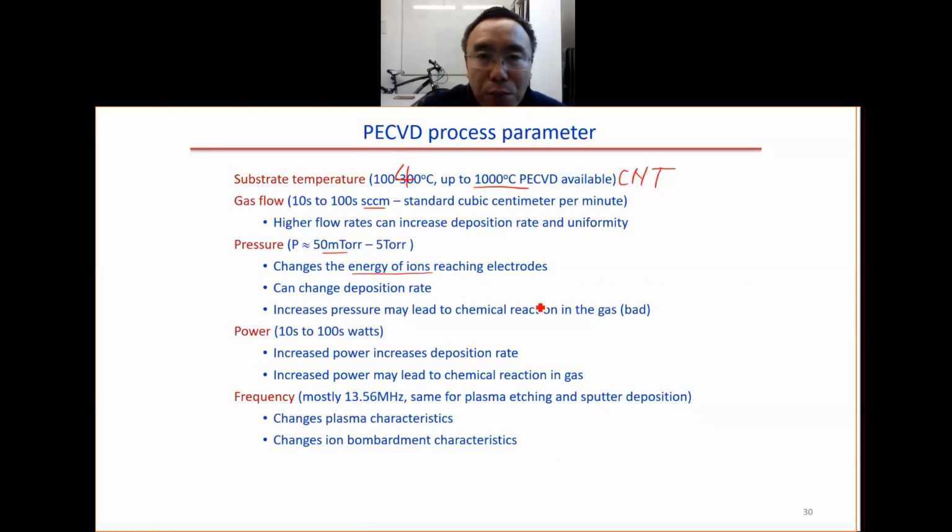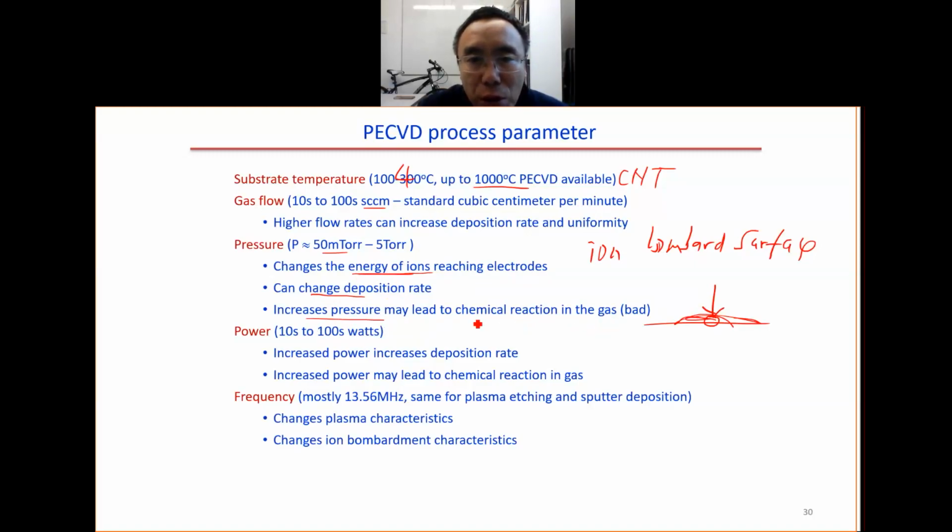The ions bombard the surface, so the atoms can move around by the ion bombardment. This gives you better film quality, a denser film and a more uniform film. The higher the pressure, the lower the energy of the ion bombardment. Pressure also changes the deposition rate, and if we have too high a pressure, we have chemical reactions in the gas phase. This is very bad. If we have the reaction in the gas, there will be particles, and the particles formed in the gas will fall on the wafer.